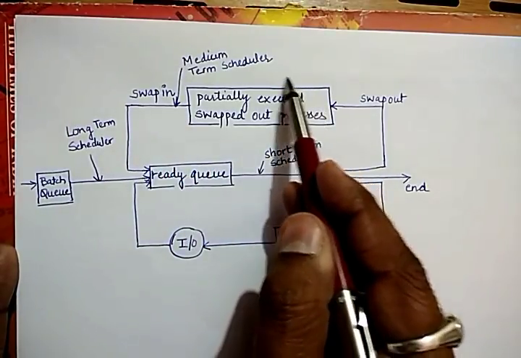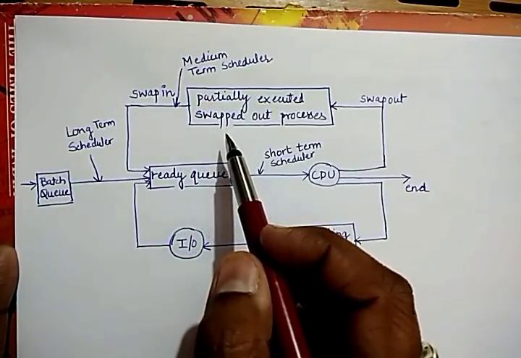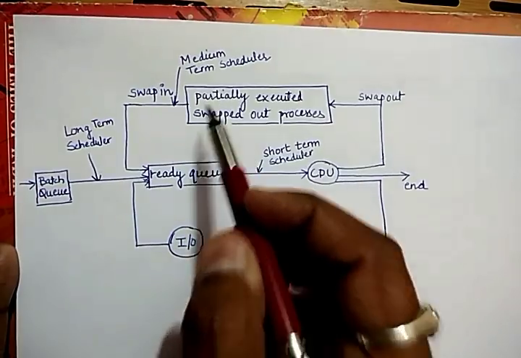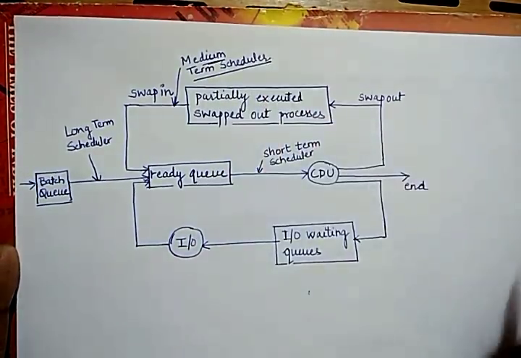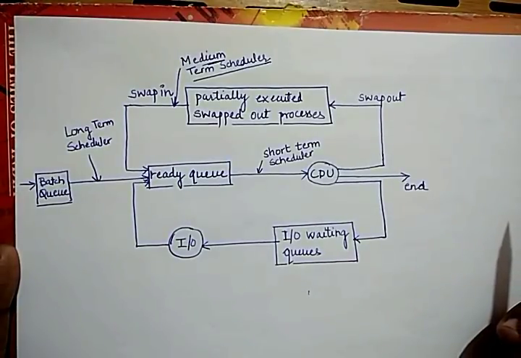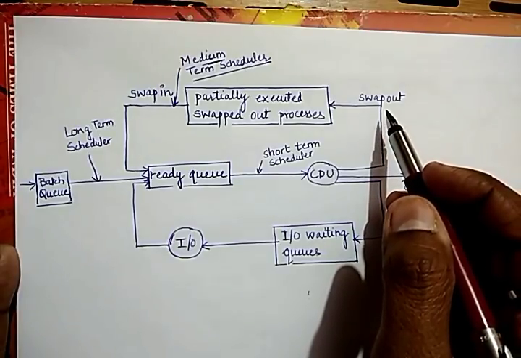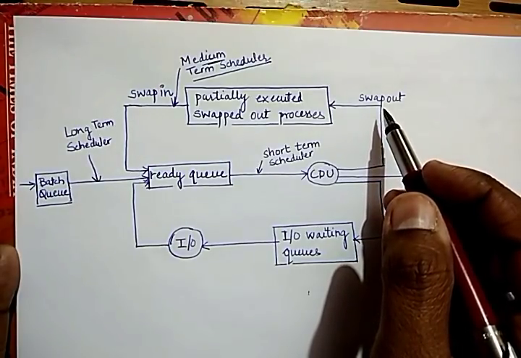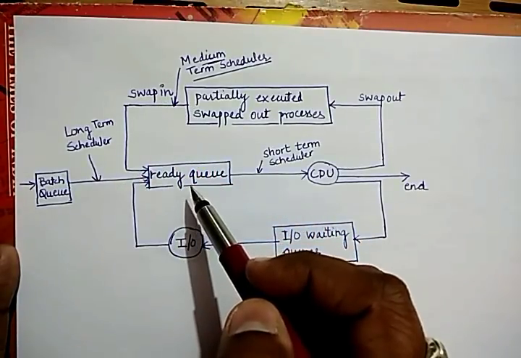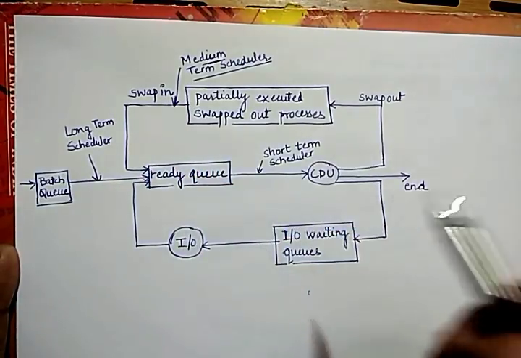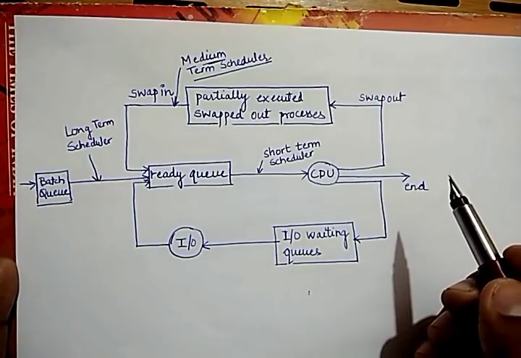This complete job of swap out and swap in is especially done in time-sharing systems, and this scheduling is done by the medium-term scheduler. So the job of the medium-term scheduler is to swap out the partially executed processes due to their time slice timeout and swap them back in to the ready queue so that they can continue their job. So this is all about the schedulers.